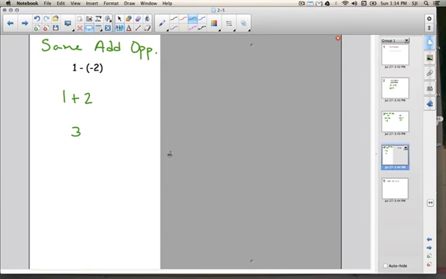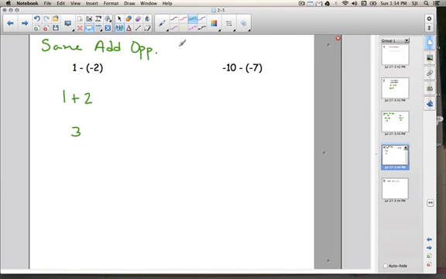Let's try another example. Here we have negative 10 minus negative 7. Again, we're going to apply same, add, opposite. So negative 10 is going to stay the same. Subtraction is going to become addition, and the opposite of negative 7 is positive 7. So then I'm going to look at these two numbers and figure out which one has the bigger absolute value. Negative 10 has the bigger absolute value, so that means the answer is going to be negative. And the difference between 10 and 7 is 3, so the answer is going to be negative 3.